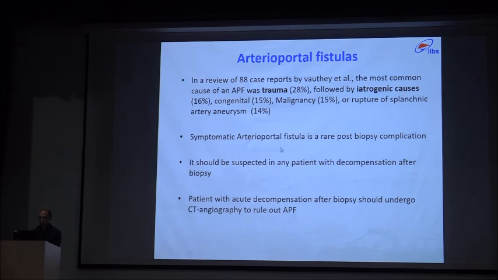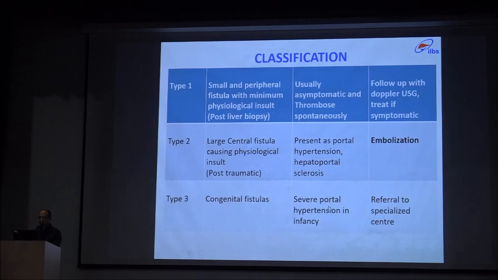Symptomatic arterioportal fistula after biopsy or procedure is very rare. However, if patients show signs of decompensation after any procedure, we should offer the patient a CT to rule out arterioportal fistula. It is classified into three categories. Type 1 is usually small and peripheral, and it usually causes very minimal physiological insult to the liver, and it usually arises from an iatrogenic procedure. They usually thrombose spontaneously, and in management of type 1, follow-up scan is usually recommended.